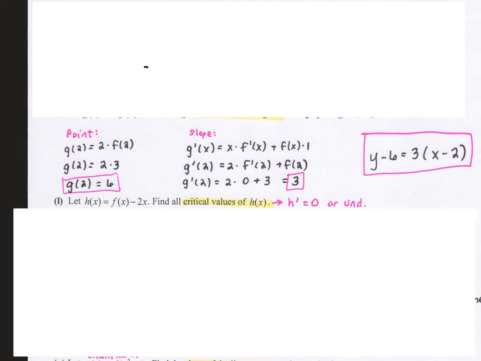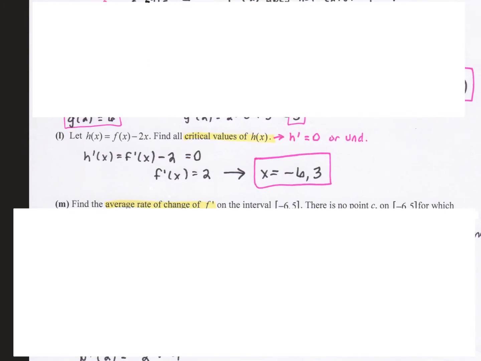Part L wants to know the critical values of h, and it's defined h of x as being f of x minus 2x. We need to know what a critical value is, and that is just where h prime equals 0 or undefined. So I need to find the derivative of h. When you have an addition or subtraction, you just do term by term.